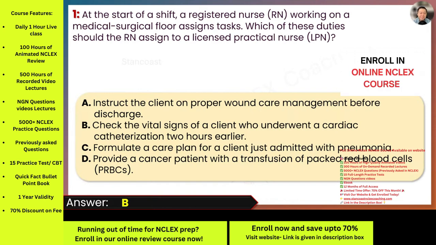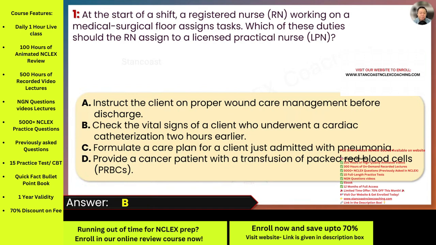Now, what about letter C? Formulate a care plan for a client just admitted with pneumonia. No, this is also a registered nurse responsibility, because care planning requires critical thinking and a comprehensive nursing assessment, both of which are only going to be done by the RN that is trained to do so. Now, the LPNs can contribute to the plan, they can observe the patient and suggest updates, but they cannot create or finalize the plan. That's why we are discarding this option.